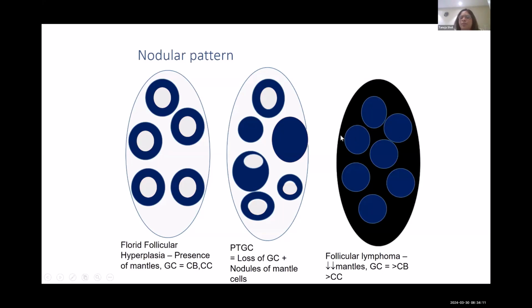In a follicular lymphoma, the whole follicle is neoplastic. So the differentiation between light and dark areas of a follicle is totally lost. And that's why everything starts looking blue. You can see the contrast that you see here will never be seen in a follicular lymphoma.